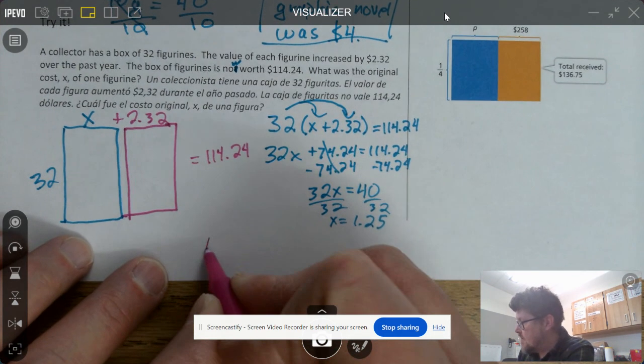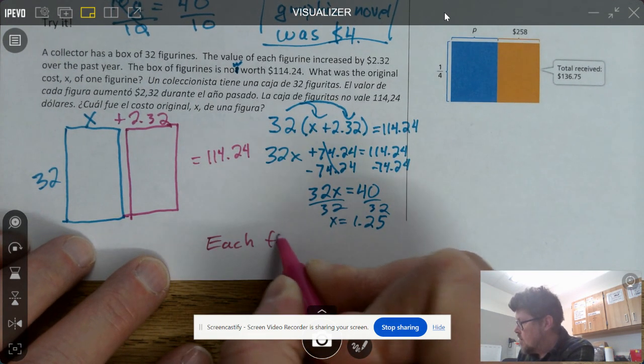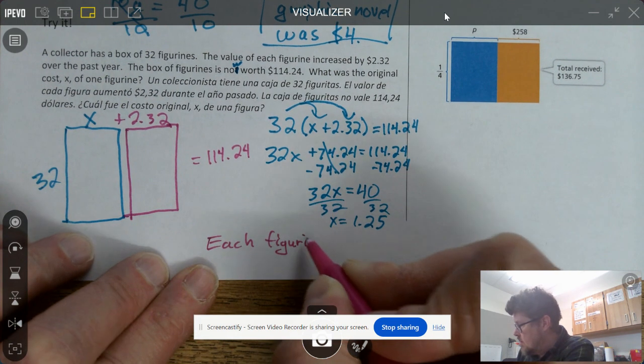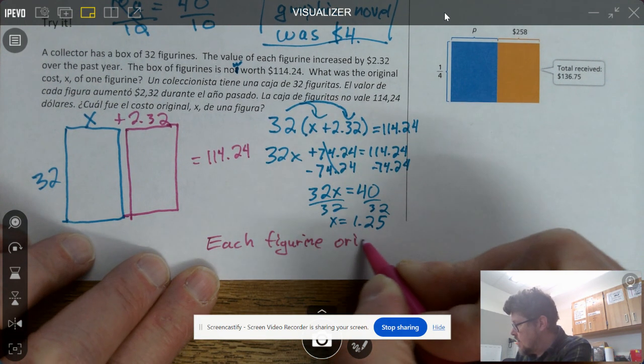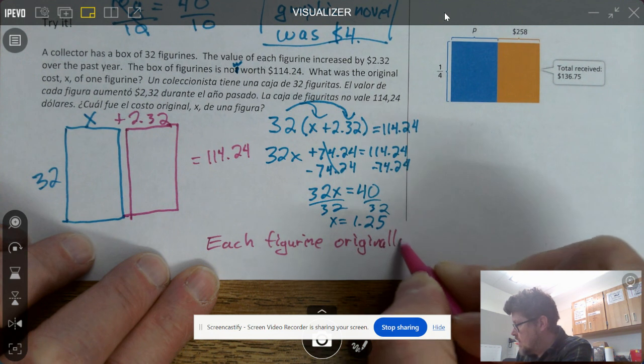We would say each figurine originally cost $1.25.